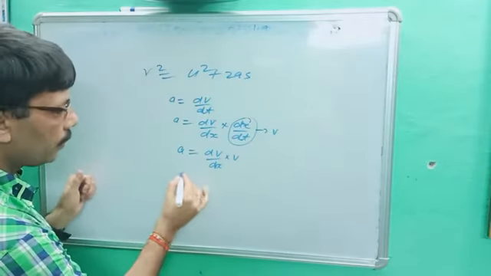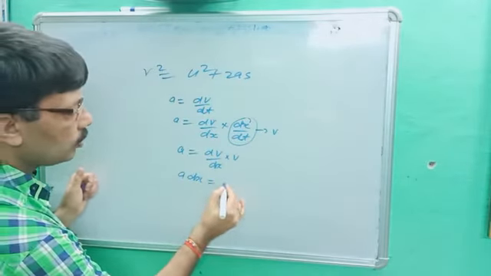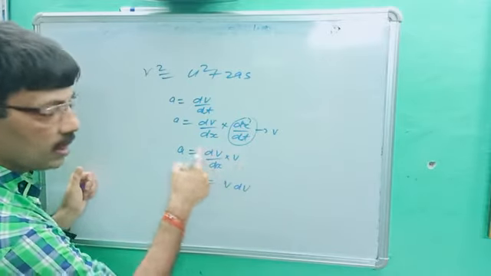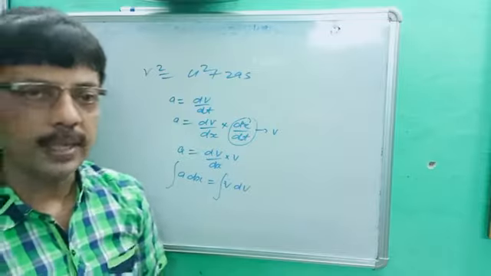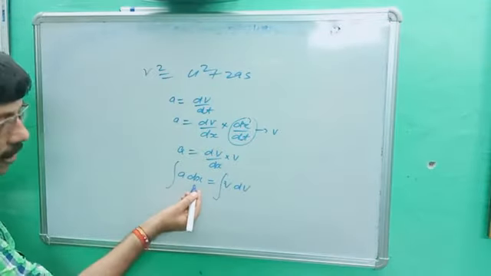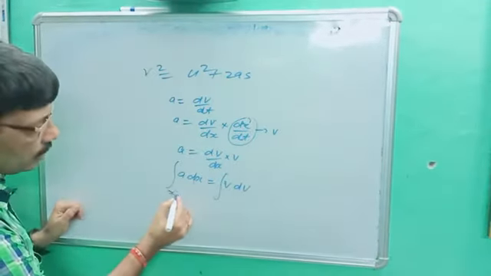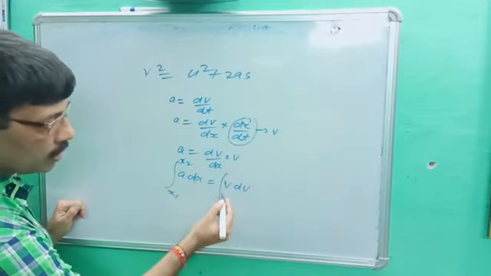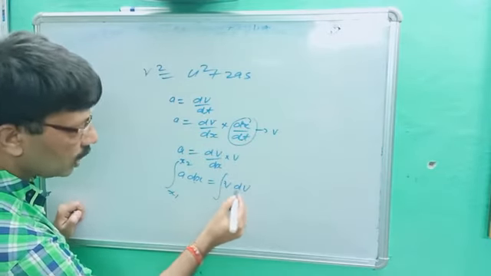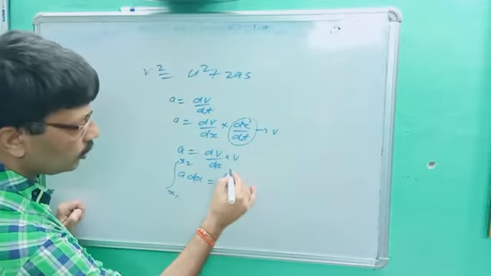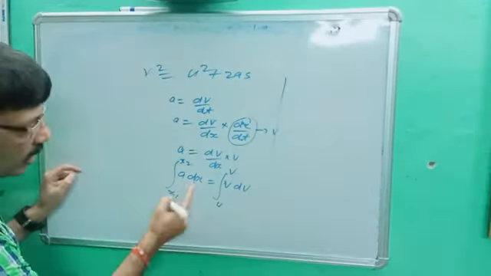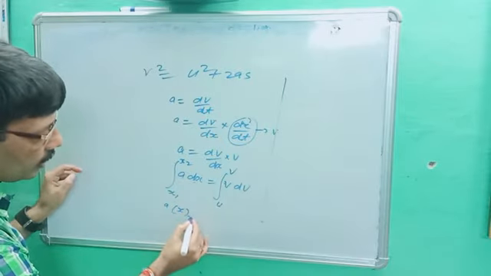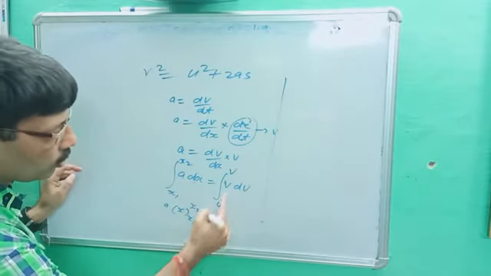Cross multiply: a dx is equal to v dv. Integrating both sides. What are the limits? Here you can see dx is given, its limit will be x1 to x2. Here dv is given, we have to take u to v. Okay, a is constant. The integration of a dx is a times x, limit x1 to x2, is equal to the integral of v dv.